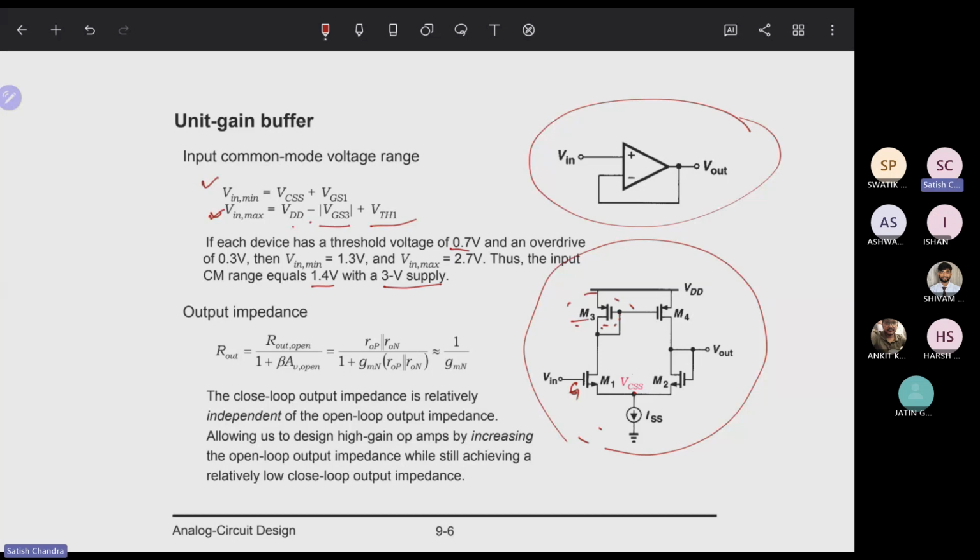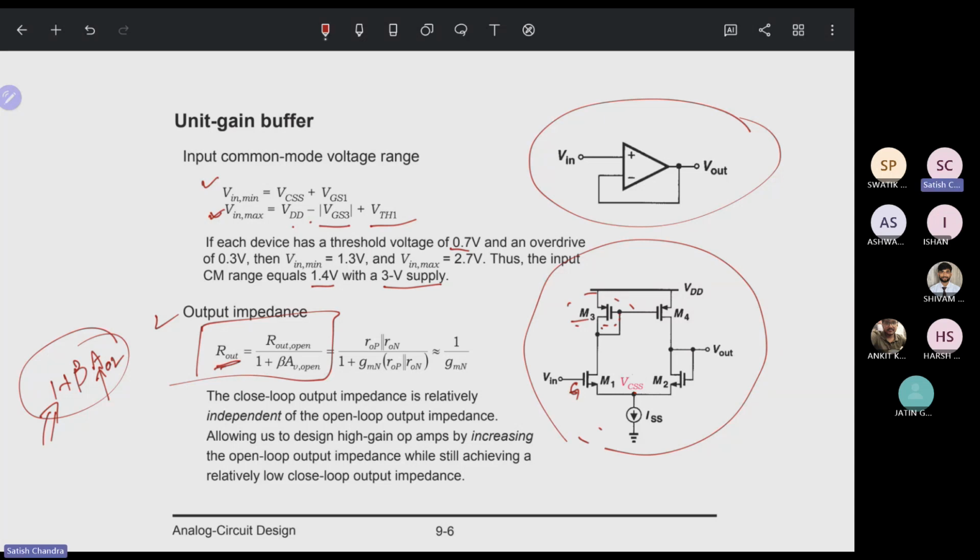And what is going to happen in the case of output impedance? We already know that for a closed loop system, the output impedance is always divided by 1 plus beta A, where A is the open loop gain. This factor is also called the desensitivity factor. So when we talk about the output, it is divided by the desensitivity factor.